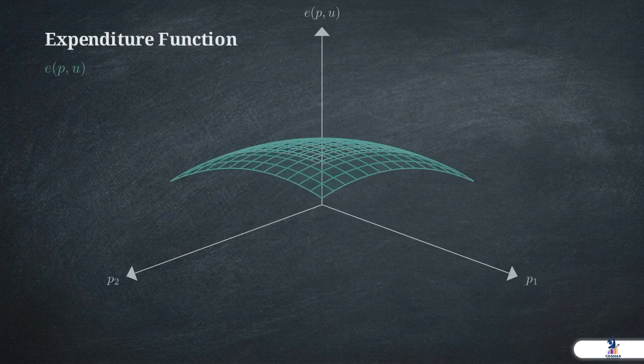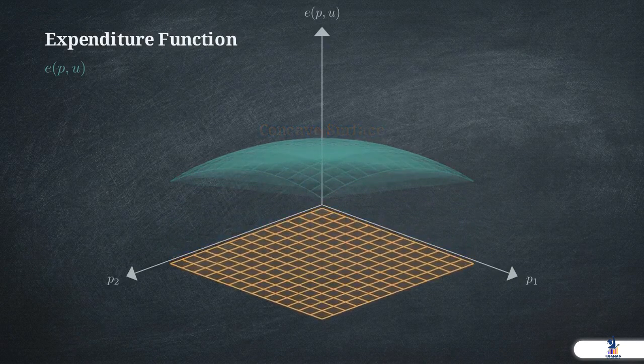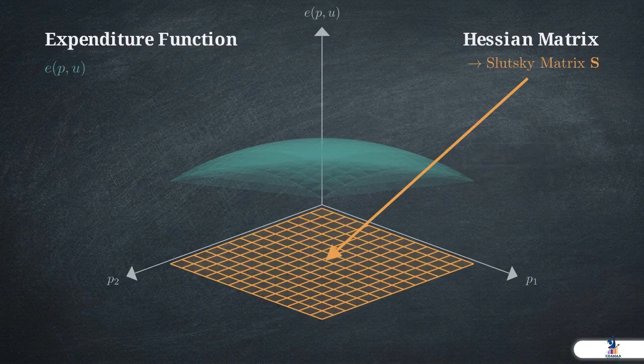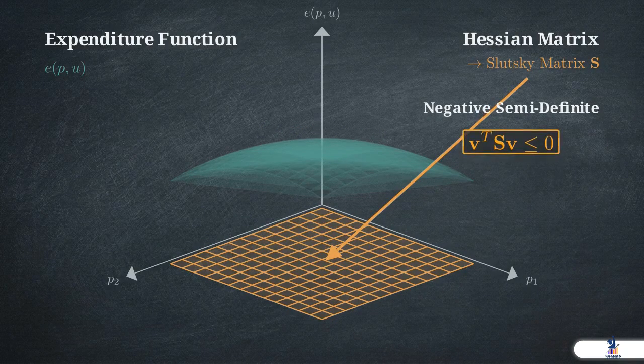This property is rooted in the fact that the expenditure function is concave in prices. Because the Slutsky matrix is the Hessian of that concave function, it must satisfy the condition that v transpose S v is less than or equal to 0.